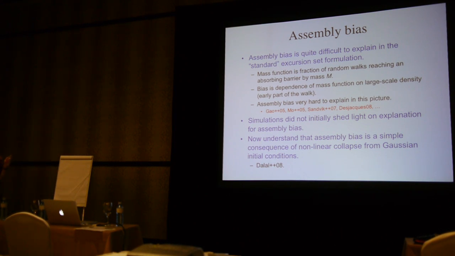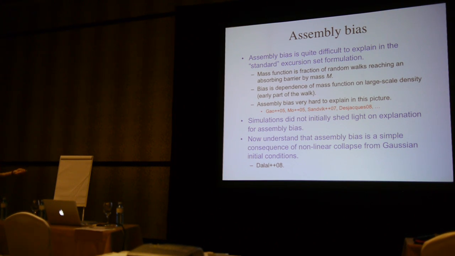The reason this is so interesting is that it's extraordinarily difficult to explain in the standard excursion set formalism. And so it highlights again the theoretical problems of the excursion set formalism. I'll try and sketch, roughly speaking, why that is. The mass function turns out to be the fraction of random walks reaching some absorbing barrier in this excursion set formalism. The bias is the dependence of the mass function on large-scale density, right? If I change the density in the dark matter by a certain amount, how much do I change the number of halos? What's the ratio between the number density fluctuation in halos and the number density fluctuations in the mass?